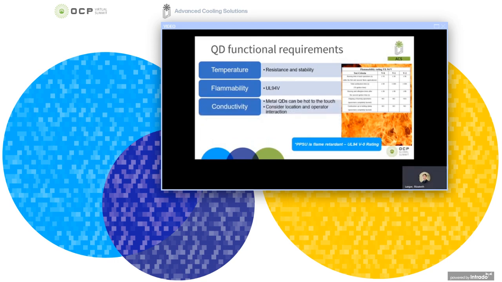Conductivity, specifically with regard to thermal conductivity of metal quick disconnects, can be an important consideration when thinking about user and operation safety. And chemical compatibility, as we discussed earlier. Wetted materials in the fluid loop should all be compatible with the coolant and with each other. And this will really help ensure long-term service and reliability.